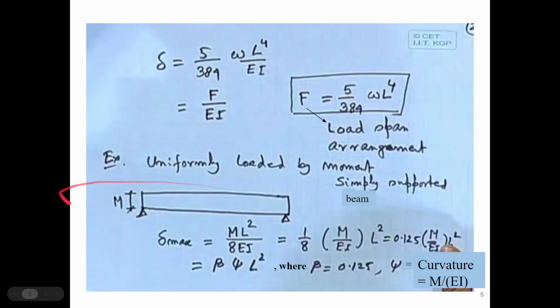Similarly, if we take the example of a uniformly loaded beam by moment in a simply supported case, you will see that the delta max value is ML^2 by 8EI. That means the 1/8 value is 0.125, which is the beta value, and so you can write it as beta psi L^2, where beta is 0.125 and psi is the M by EI value.